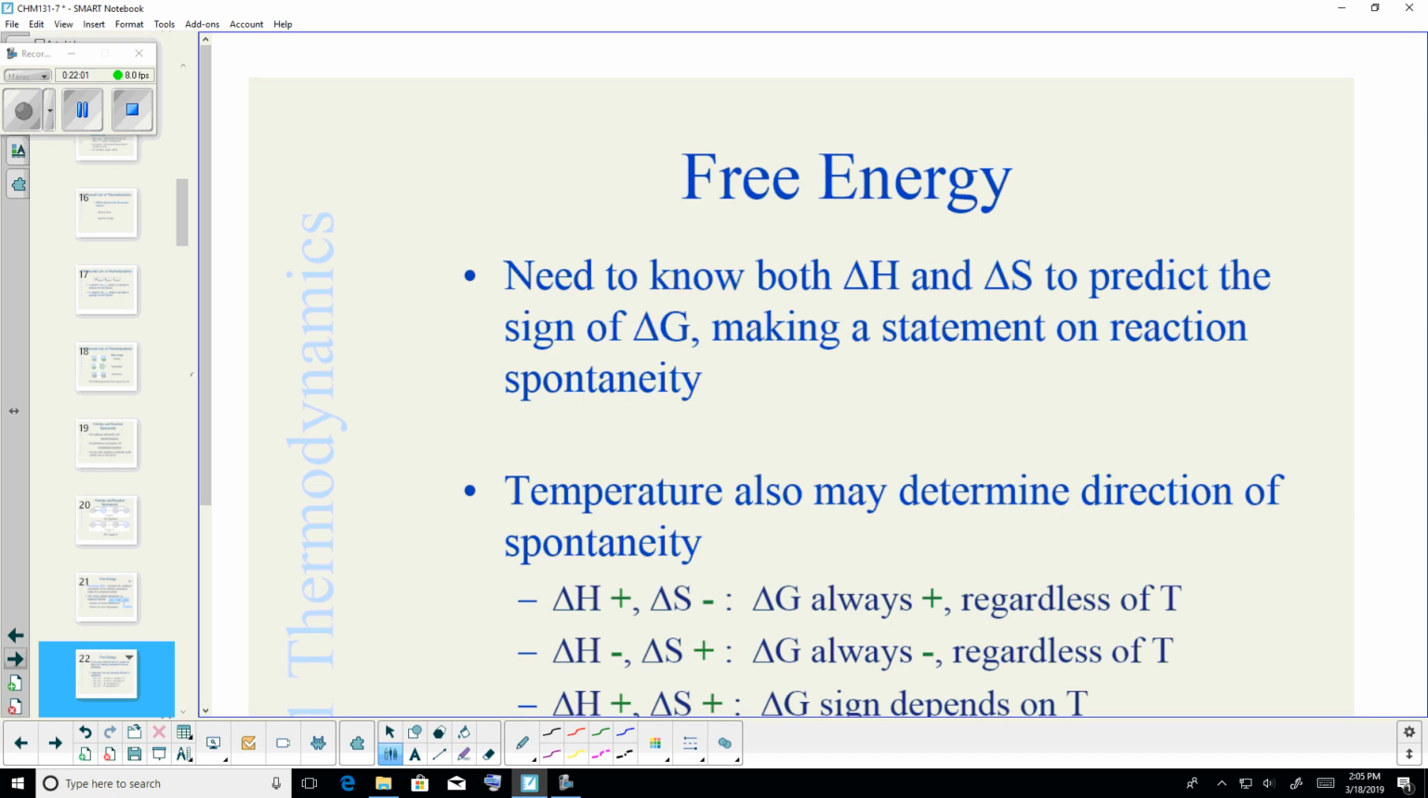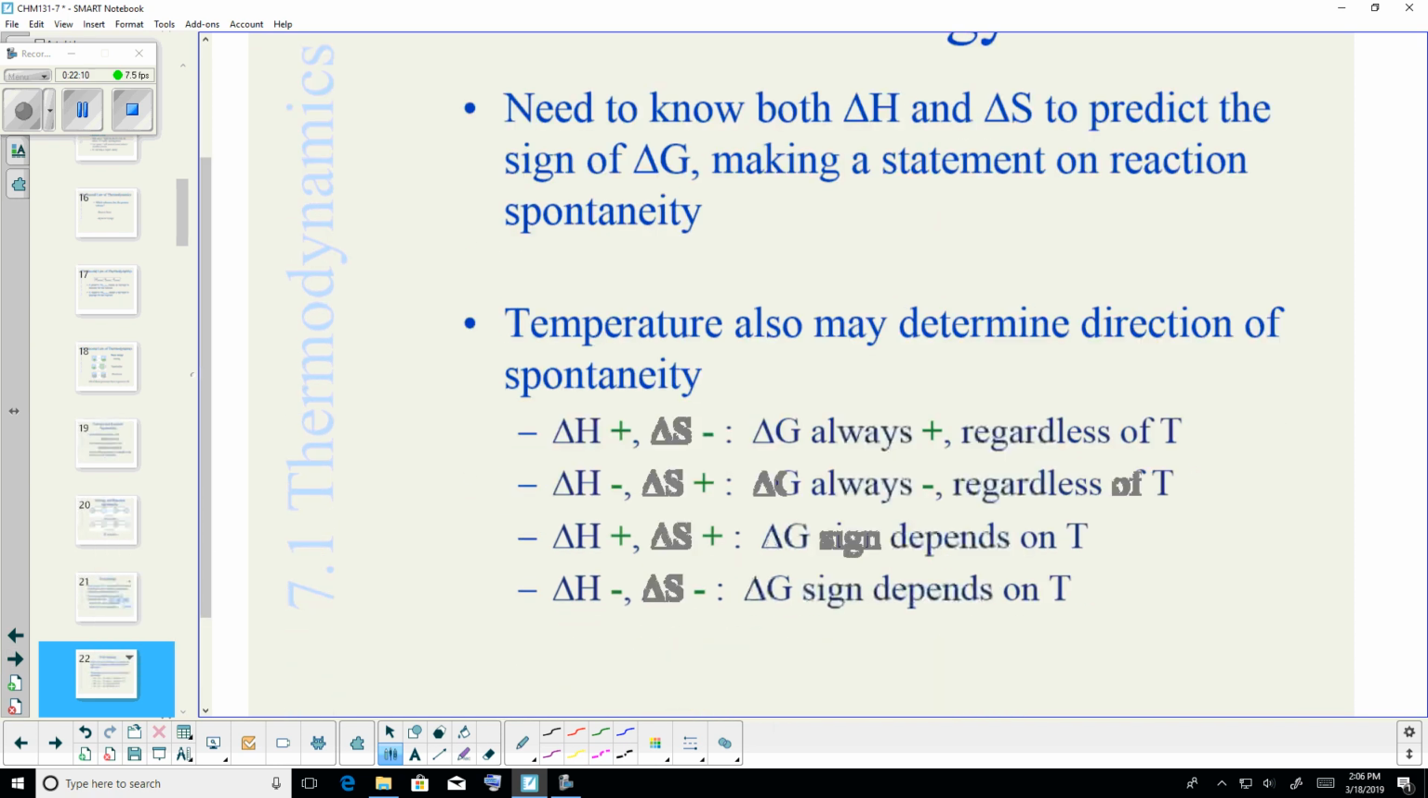So you need to know both the delta H and delta S to predict the sign of delta G. So delta H is positive and delta S is negative. Delta G is always positive regardless of the temperature. Delta H is negative and delta S is positive. Delta G is always negative regardless of the temperature. Our ice cube, we had delta H positive, absorbing heat. Delta S positive, because it's becoming more random. Delta G sign depends on the temperature. At high enough temperatures, it's spontaneous. At low enough temperatures, it's non-spontaneous. And if they're both negative, it depends on the temperature too.